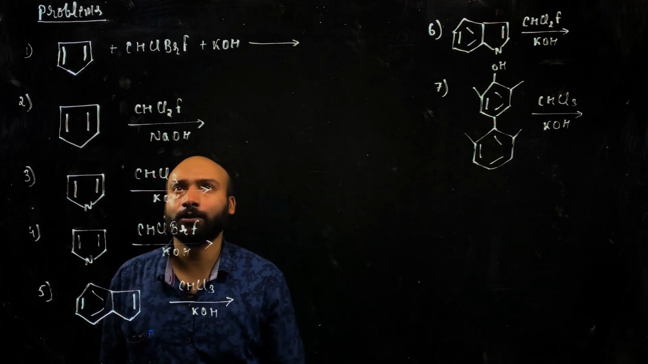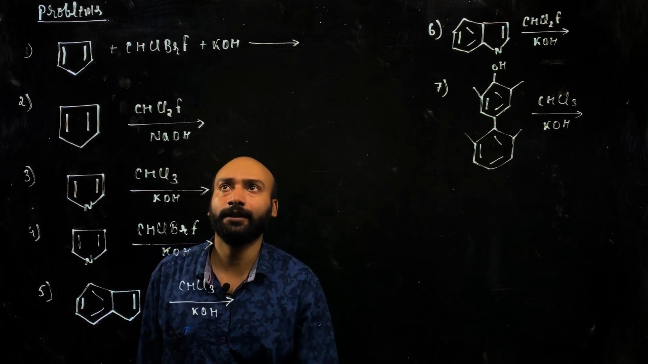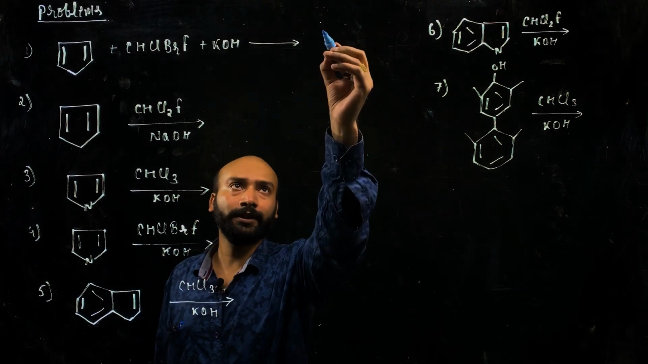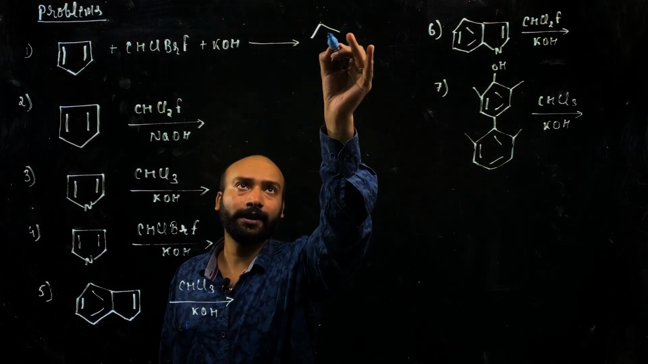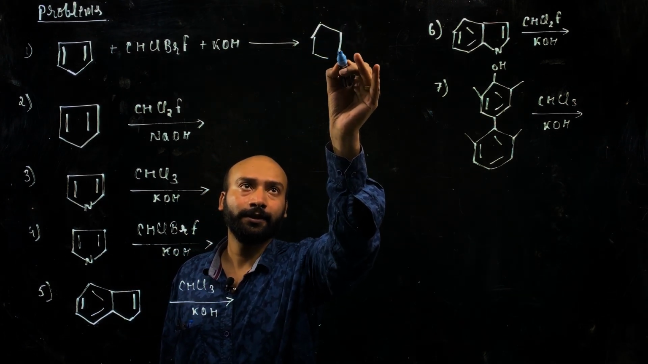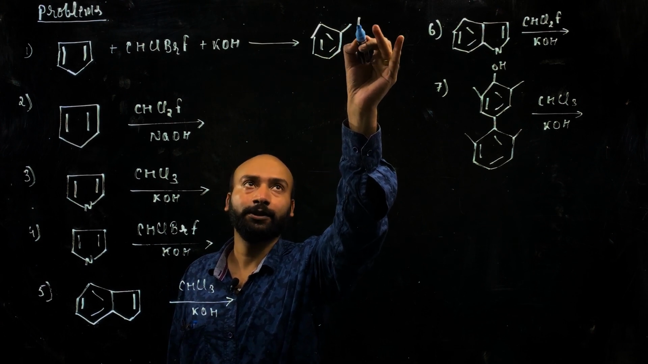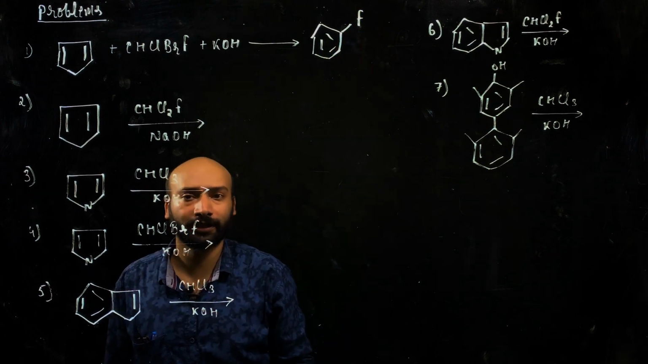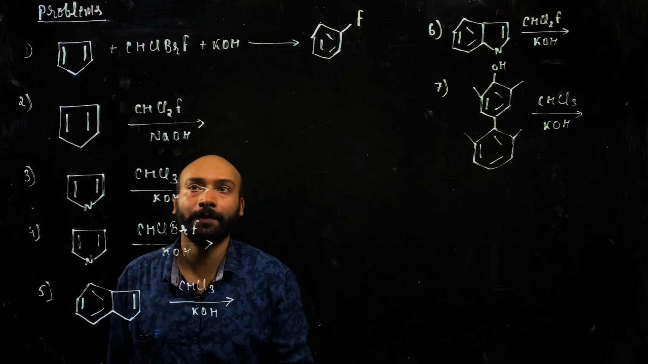I think everyone has solved the questions. Now we'll check what the product will be. In this reaction, the product is fluorobenzene. I think everyone knows how the product is formed. I have explained the mechanism to you.